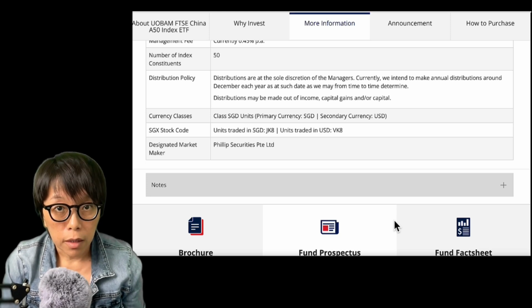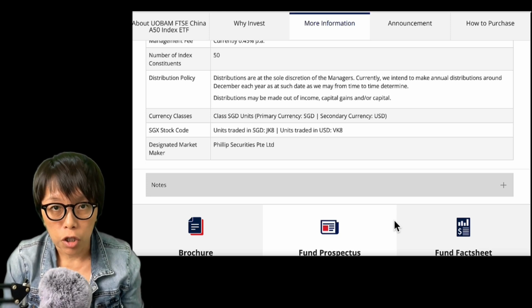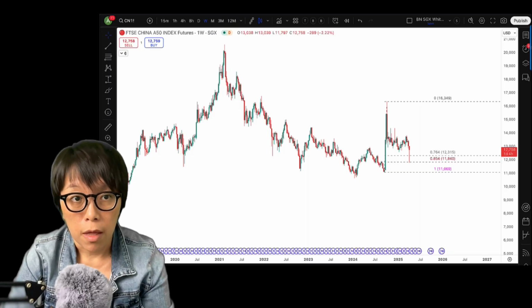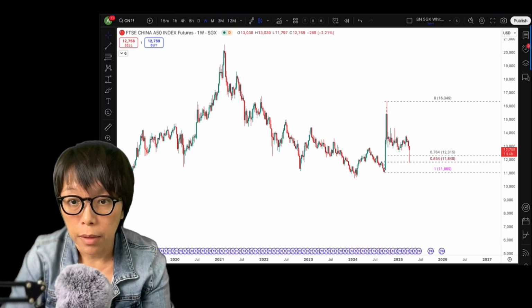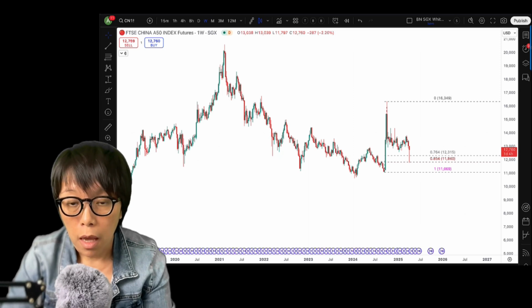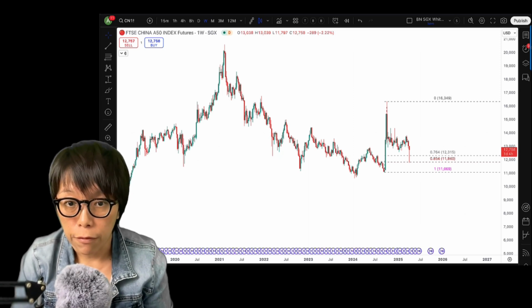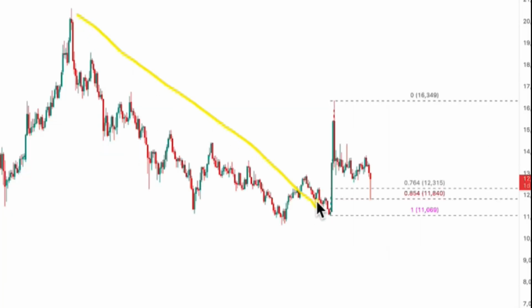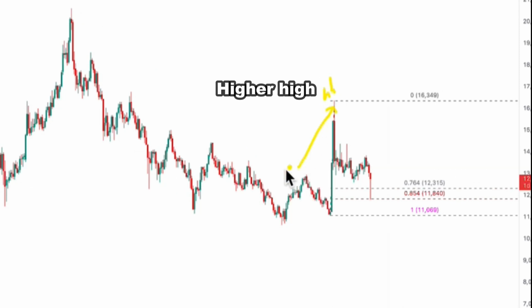So next section, I just wanted to take a quick look at the charts of A50. I'm looking at the China A50 Index futures price feed. The symbol is CN. This is under the SGX where you can trade the futures. So let's take a look at the longer term trend. It was a downtrend, but recently we've seen that it made a higher high. So this is the first sign of a reversal. At the same time, there is a higher low. So this is a low point. So this is a higher low.